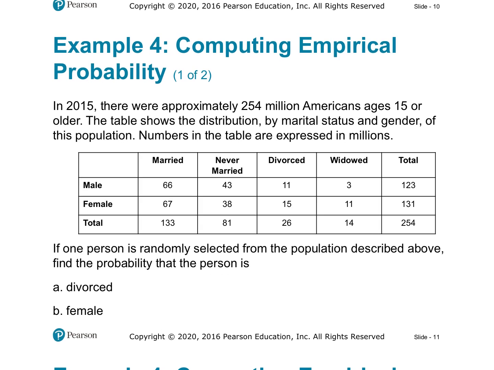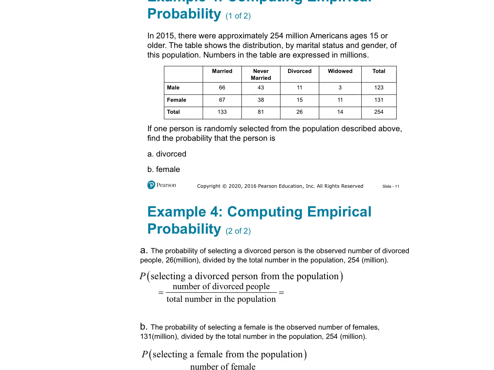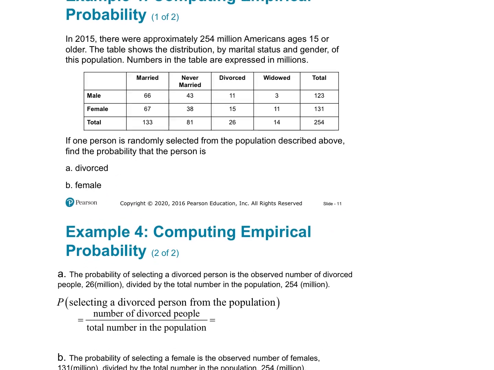Computing empirical probability: in 2015, there were approximately 254 million Americans ages 15 or older. The table shows the distribution by marital status and gender of this population. Numbers in the table are expressed in millions. If one person is randomly selected from the population described above, find the probability that the person is divorced or a female. So let's look at that.